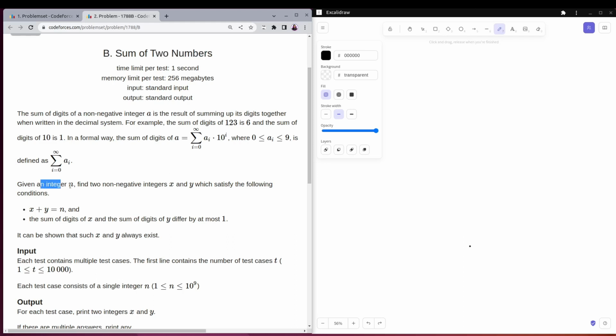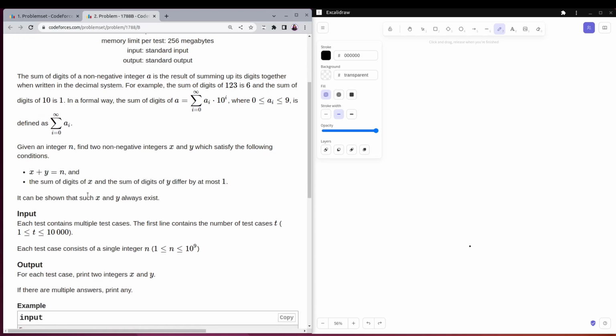You are given an integer n and you have to find two non-negative integers x and y which satisfy these two conditions. First condition is x plus y equals n, and the second condition is the difference between the sum of digits of x and the sum of digits of y is at most 1. If these two conditions are satisfied, then x and y will be the output.